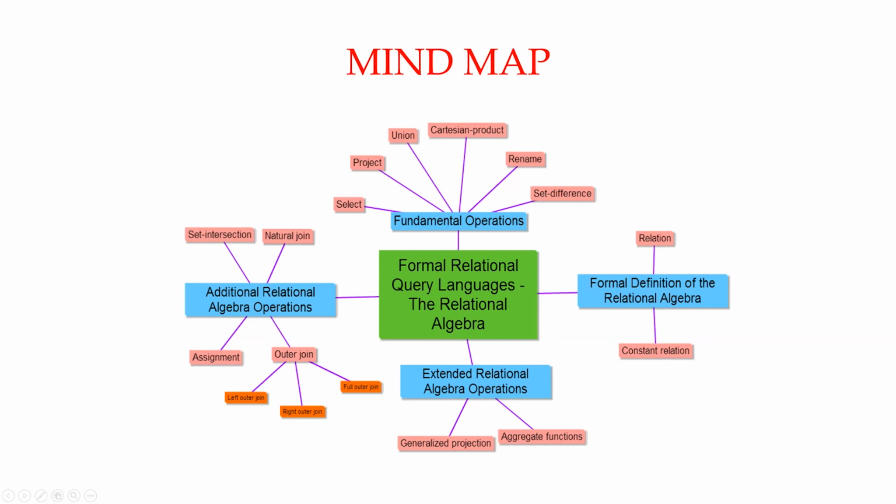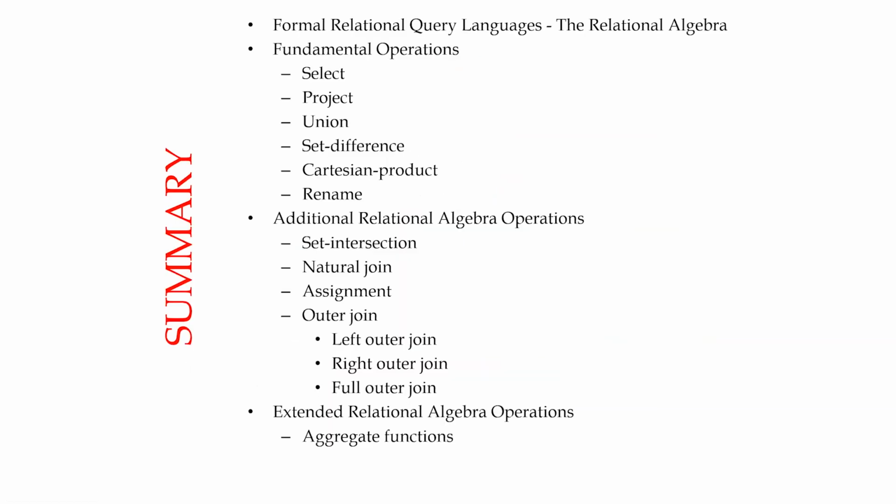Finally, we have seen some additional relational algebra operations like set intersection, natural join, outer join. Under outer join, we have seen left outer join, right outer join, and full outer join. At last, we have seen the assignment operation also. Then we have seen the extended relational algebra operations like aggregate functions. So, to summarize, we have seen about relational algebra, fundamental operations, additional relational algebra operations, and extended relational algebra operations.